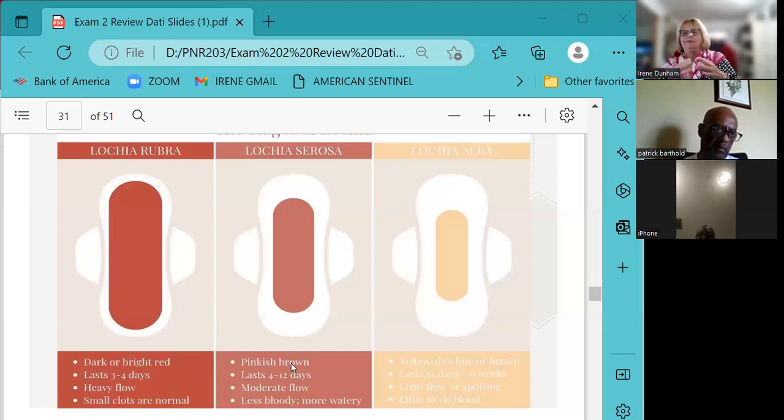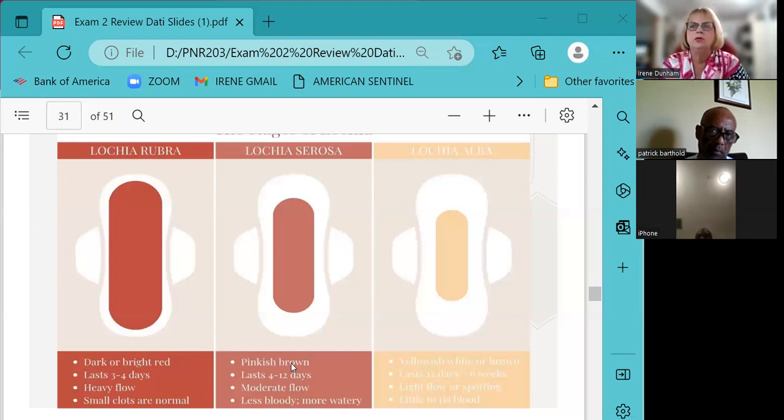Serosa. Okay, so that's where it might come in those kind of questions. And then lochia alba is white. It's whitish and yellowish. It's got some brown in it, some old blood, but it mostly has WBCs and a lot of mucus. So this is the progression of her discharge.